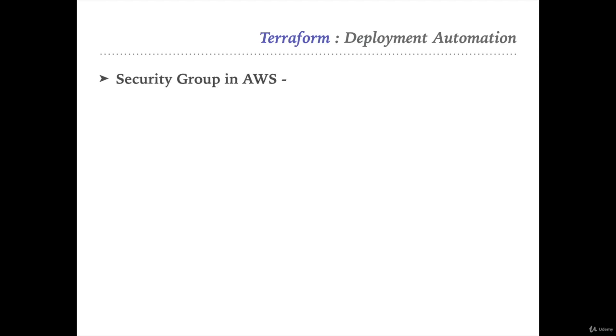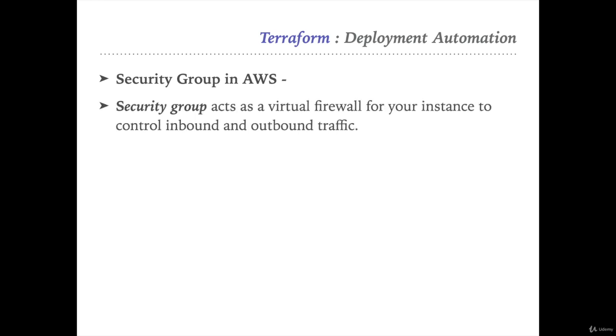Let's discuss a bit about the security group as well. What is the security group in AWS? Security group acts as a virtual firewall to your instance to control the inbound and outbound traffic. Security group is an entity in which we define what is the inbound traffic and what is the outbound traffic. Inbound traffic means which IPs can access my machine, and outbound traffic means to which IPs my machine can access. Security group can be individually associated with the instance.